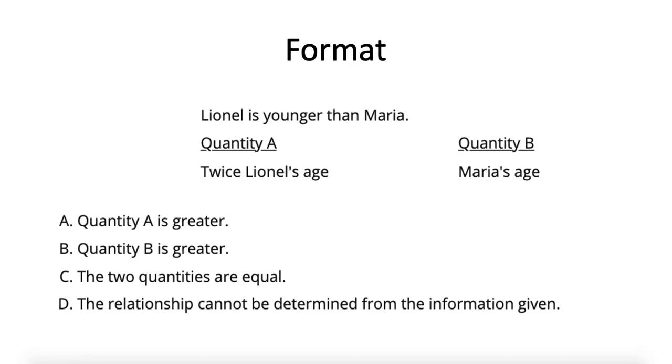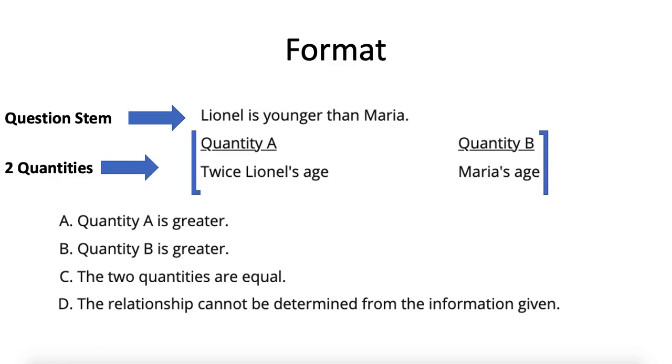To understand this, let's first see the format. This is a sample question from the official guide, and at the start we have a question stem that gives us the brief background about the question, and based on that we need to compare these two quantities. One is quantity A and one is quantity B, and we have four answer choices.